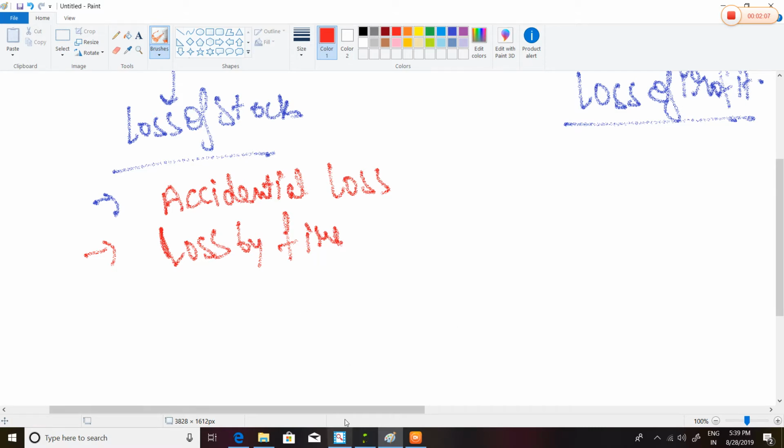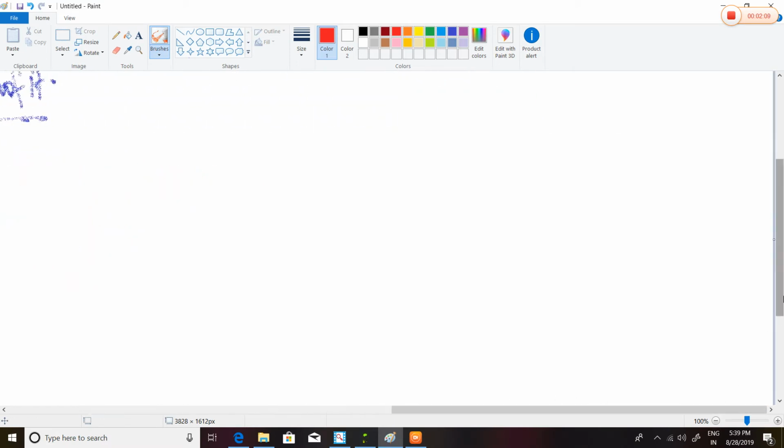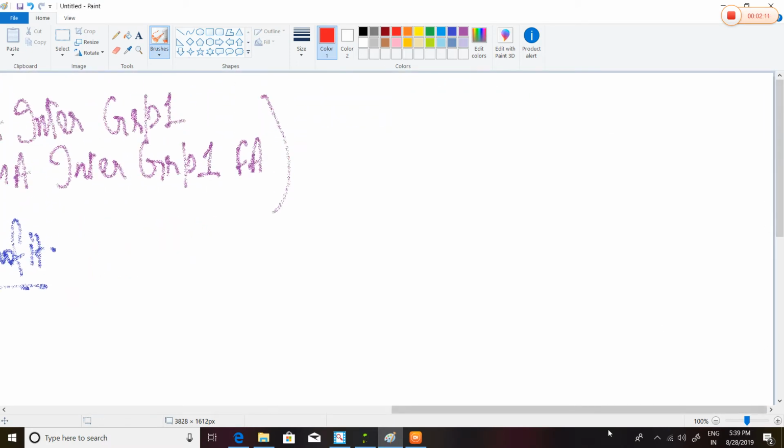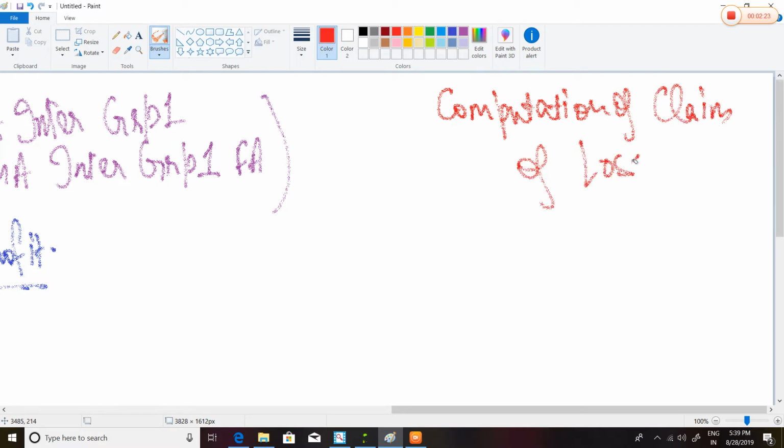Firstly, I'm going to discuss loss of stock. Computation of claim for loss of stock. Just note down the heading: computation of claim of loss of stock.